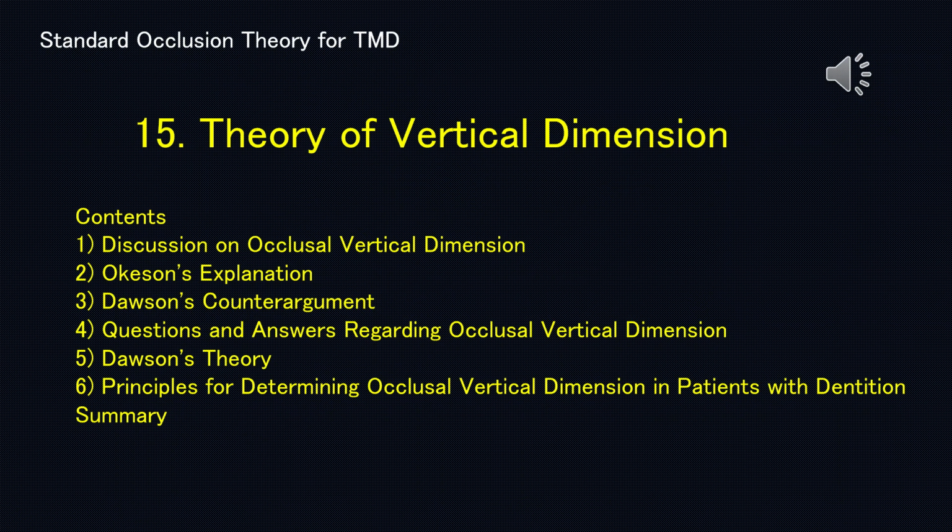Contents. 1. Discussion on occlusal vertical dimension. 2. Aukeson's explanation. 3. Dawson's counterargument. 4. Questions and answers regarding occlusal vertical dimension. 5. Dawson's theory. 6. Principles for determining occlusal vertical dimension in patients with dentition. Summary.